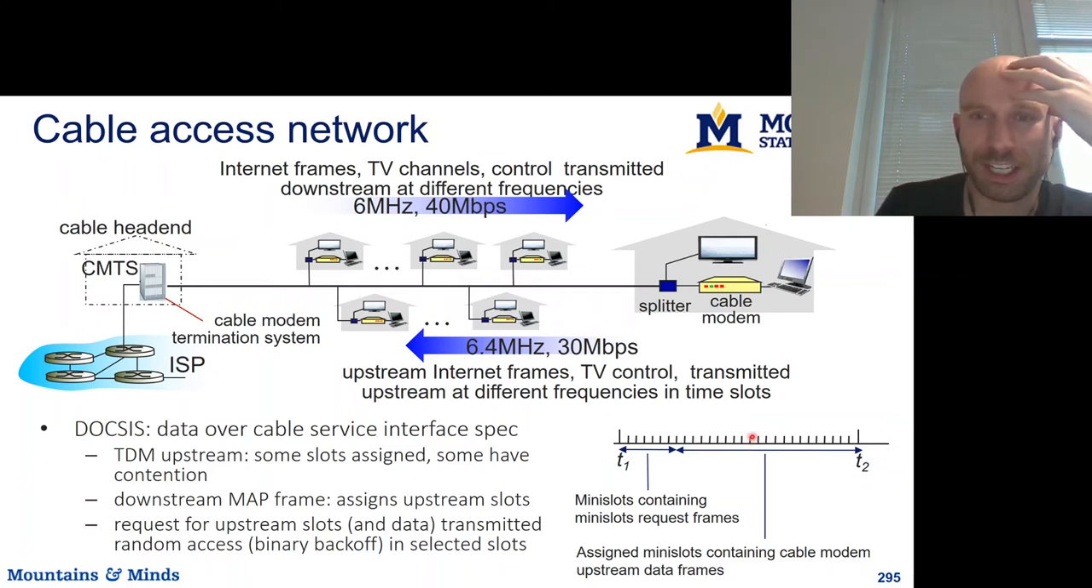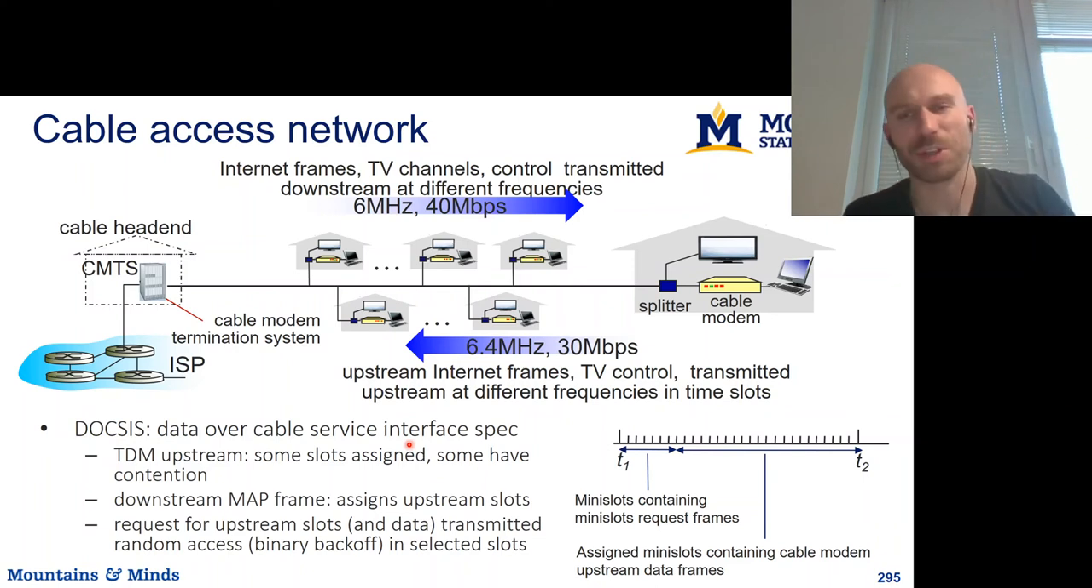Okay, so you have all the principles in this network. You have frequency division between upstream and downstream. You have random access collision slots to request data. And then you have a coordinator that assigns non-collision slots for the actual data transmission in this network. It's actually a pretty clever system containing multiple principles.